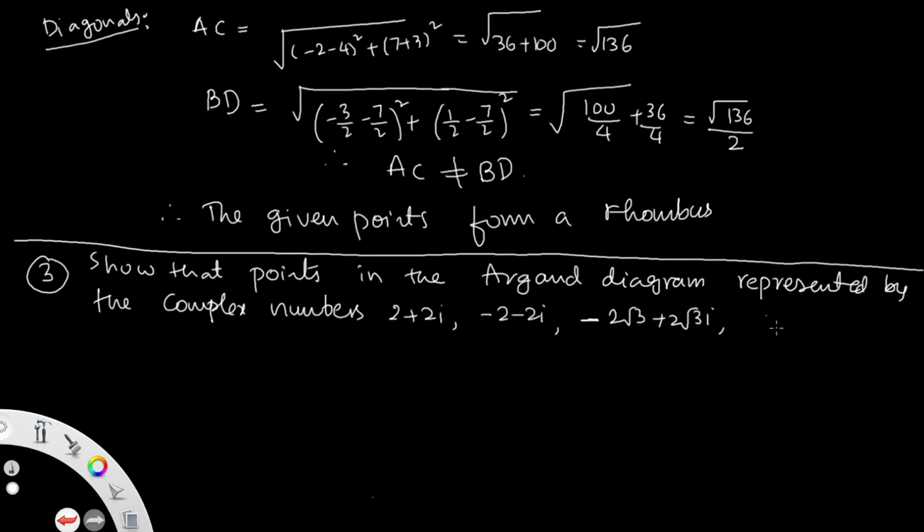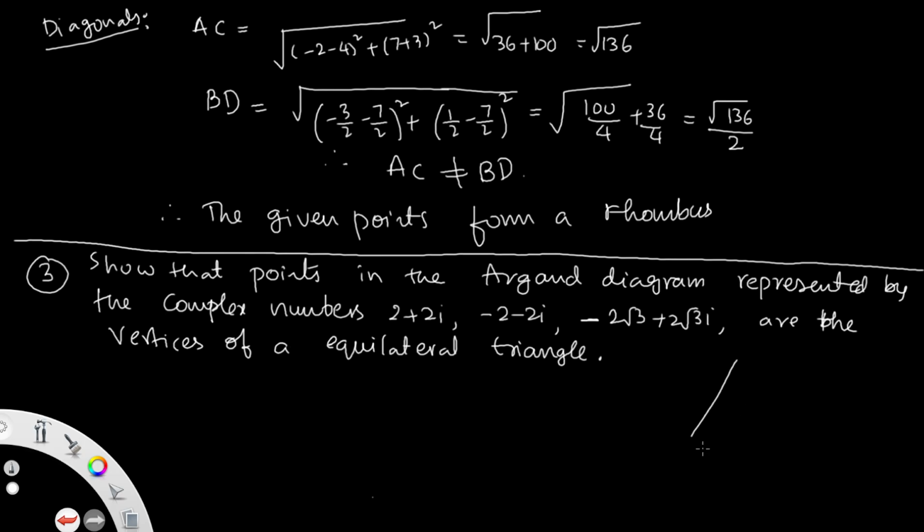Equilateral triangle. This is also the same method. Equilateral triangle means all the sides must be equal. That is the simple basic formula.